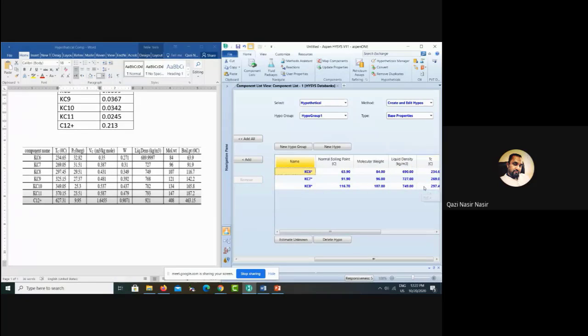There is no shortcut for adding all these components. Okay, you have to add them manually, one by one.